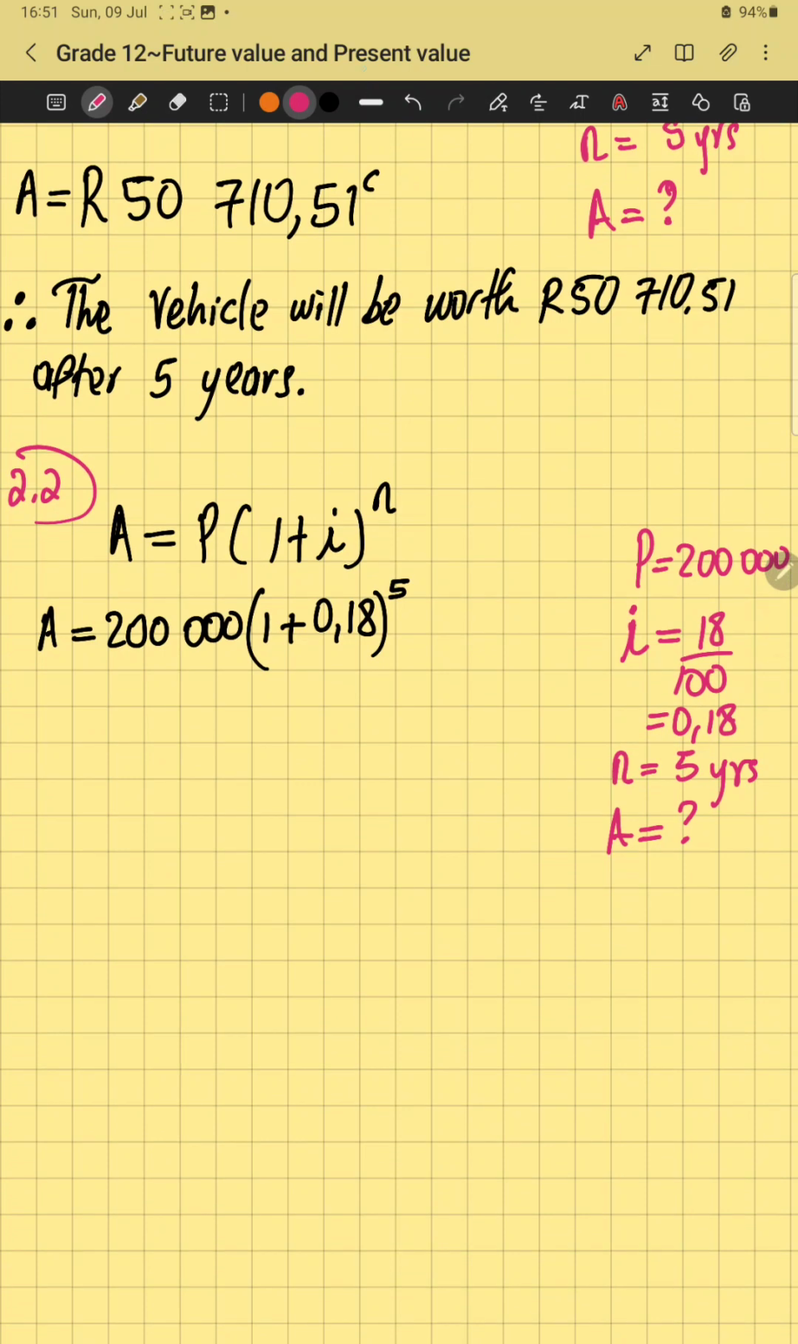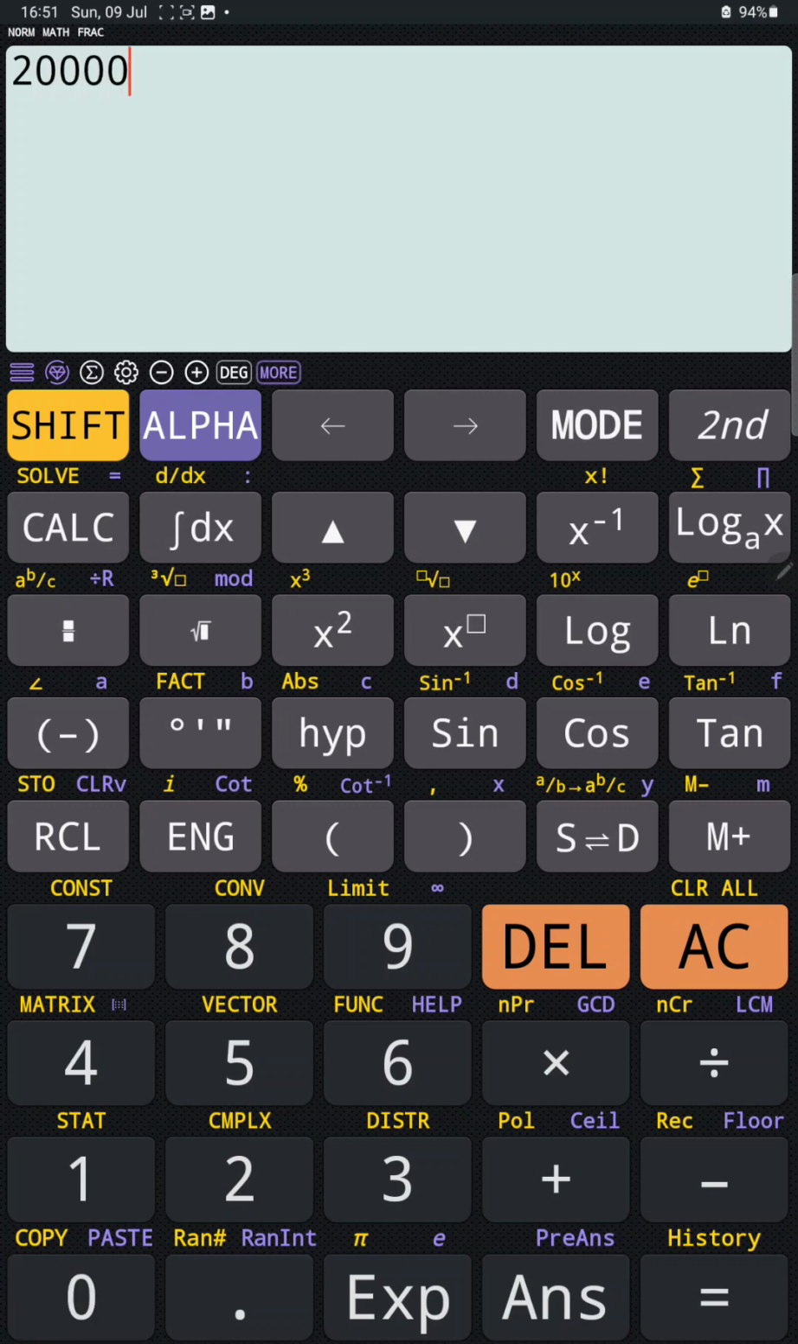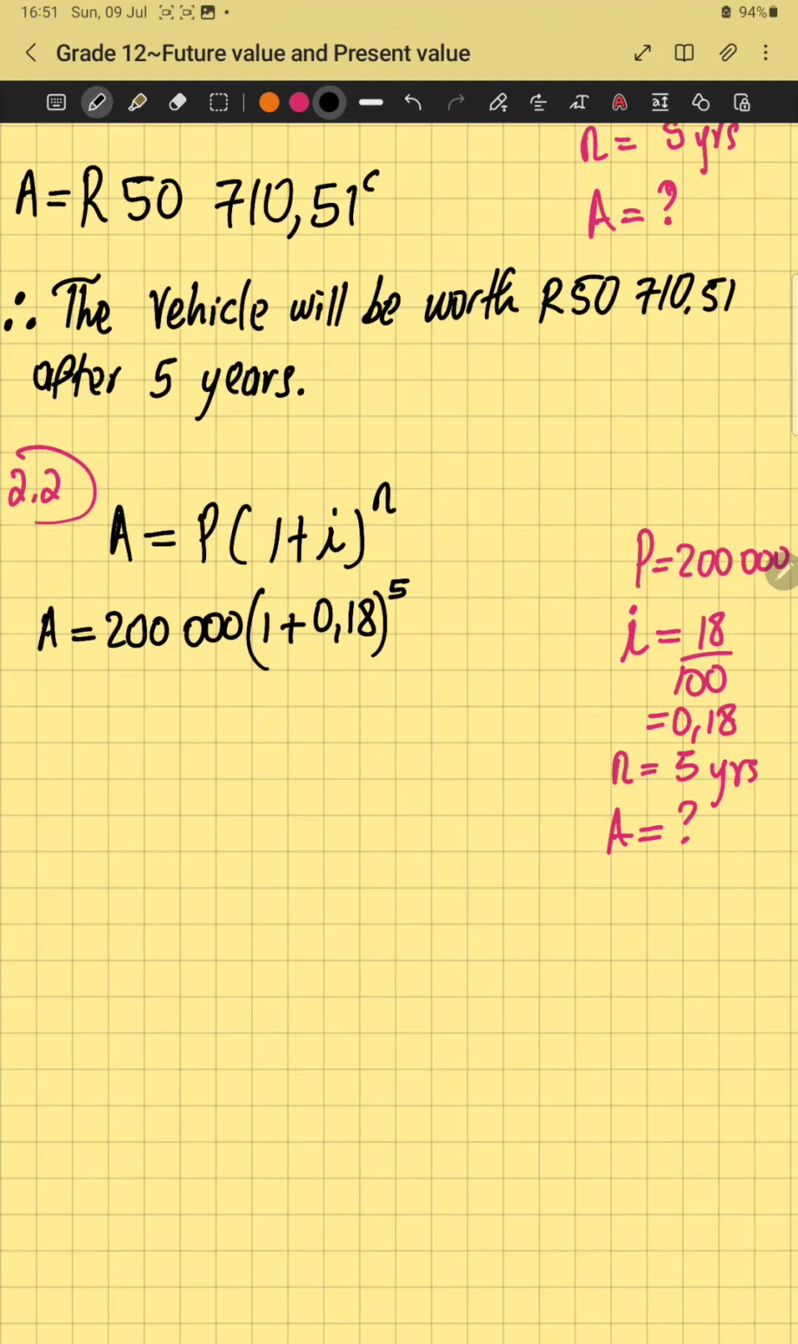Now let's just work this one out using our calculator, and then we see how do we go about getting the answer of the new one. 200,000 times 1 plus 0.18 and to the power of 5. That is the price of the new vehicle is 457,551 rand and 55 cents. Now this is the price of the new one after 5 years.